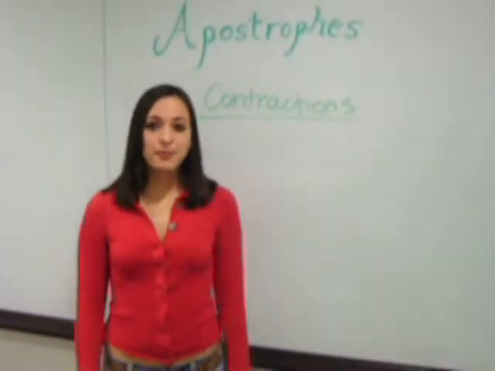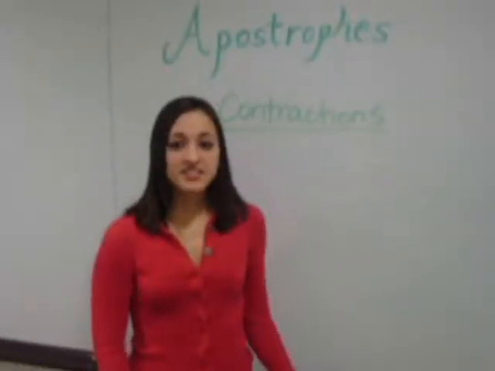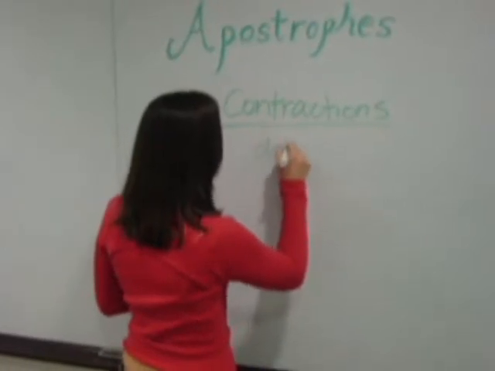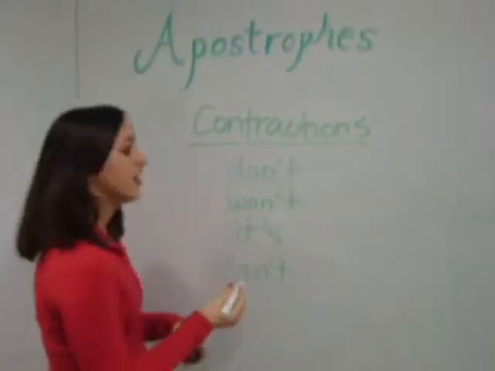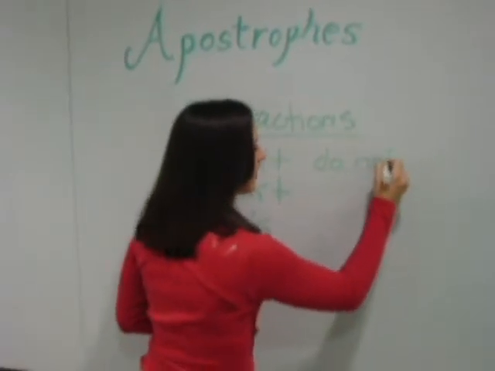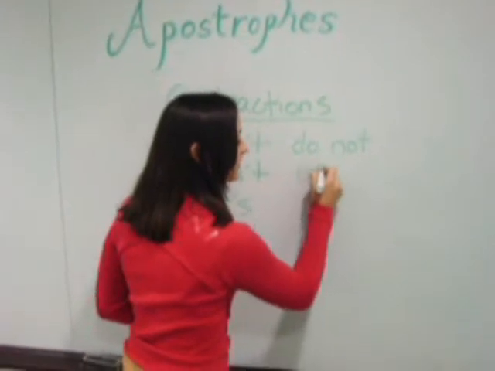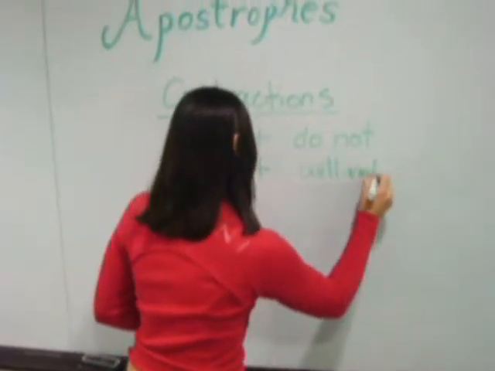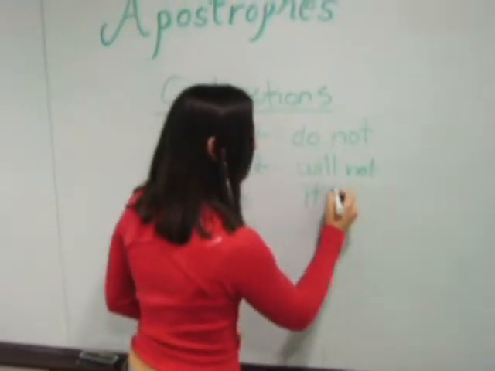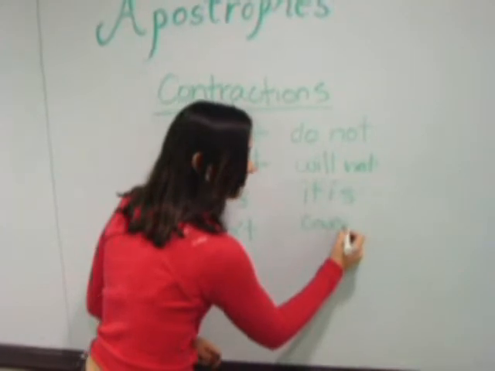The third and final purpose of apostrophes is contraction. Here's a couple examples of some contractions. Don't refers to do not. Won't refers to will not. It's refers to it is. And can't refers to cannot.